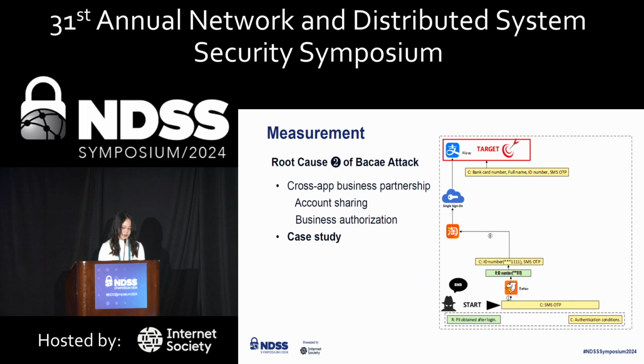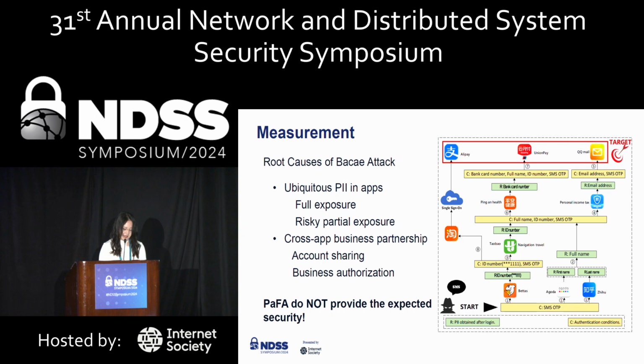The attacker starts from beta apps and obtains the last 4 digits of the ID number. Next, with the last 4 digits of the ID number and SMS OTP, the attacker logs into Taobao. Finally, the attacker can log into AliPay through Taobao single sign-on. Obviously, the designer of AliPay did not expect a user who only knows SMS OTP can access an account. The two case studies demonstrate that PaFA, even those deployed in sensitive apps, do not provide the expected security as designed.